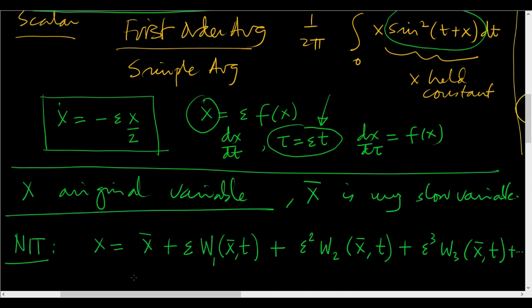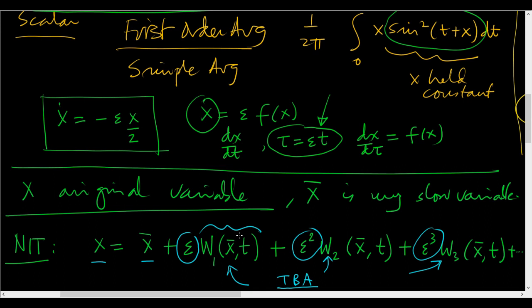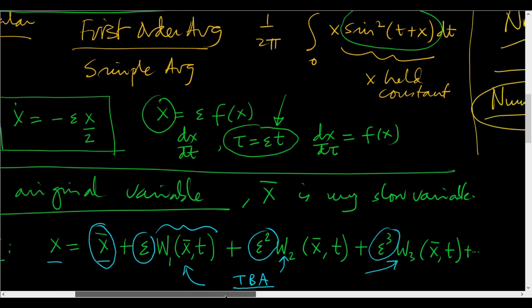You see, these are to be announced. But because epsilon is small, it is clear that x and x bar are not far away from each other. And we will choose this in such a way that this will not have wiggles and oscillations in it. That's the game. How does the game proceed?